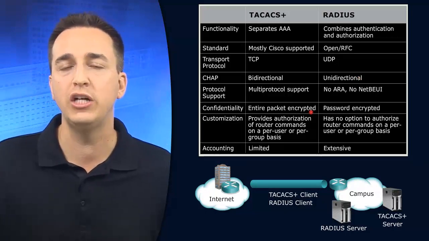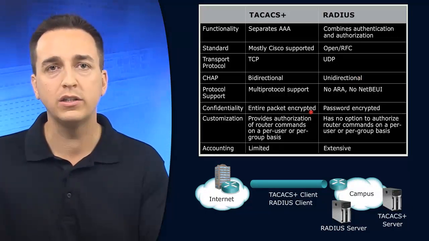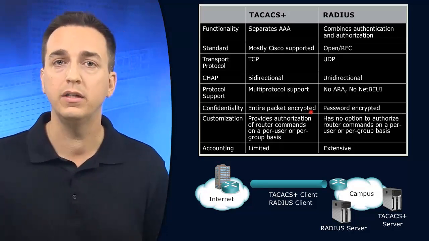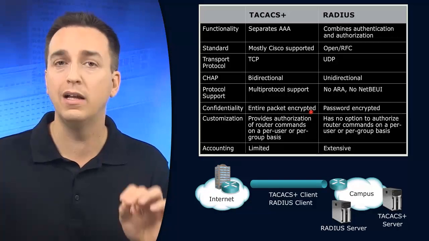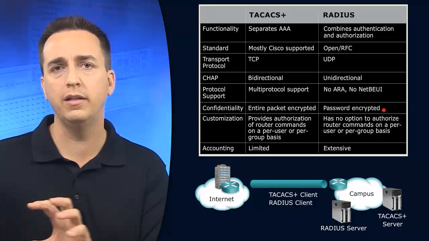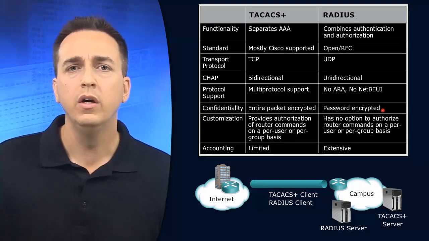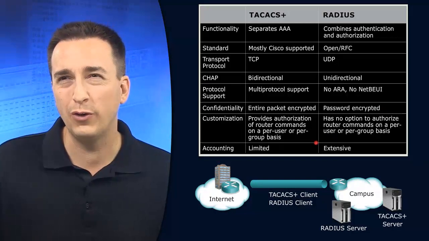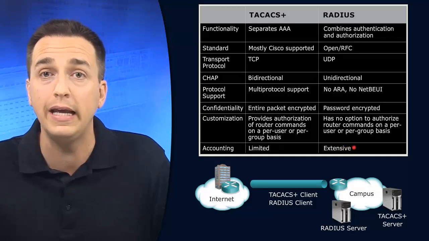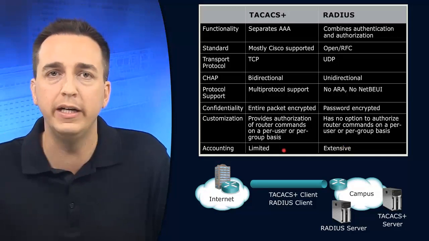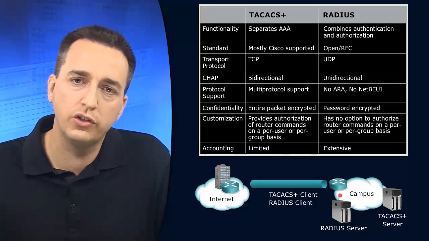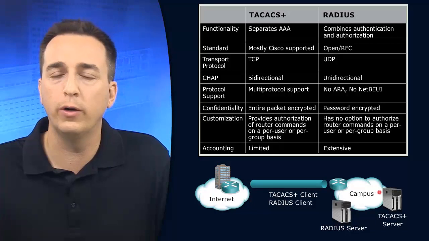When it comes to confidentiality between the router and the Radius server, between the router and the TACACS Plus server, the entire packet is encrypted, giving us a high level of confidentiality. Whereas with Radius, just the password is encrypted between the router and the TACACS Plus server. If you're looking for a solution that's going to perform extensive accounting, you're going to want to go with Radius because TACACS Plus is very limited and lightweight in its accounting features. So these are servers that you really want to consider for your organization.